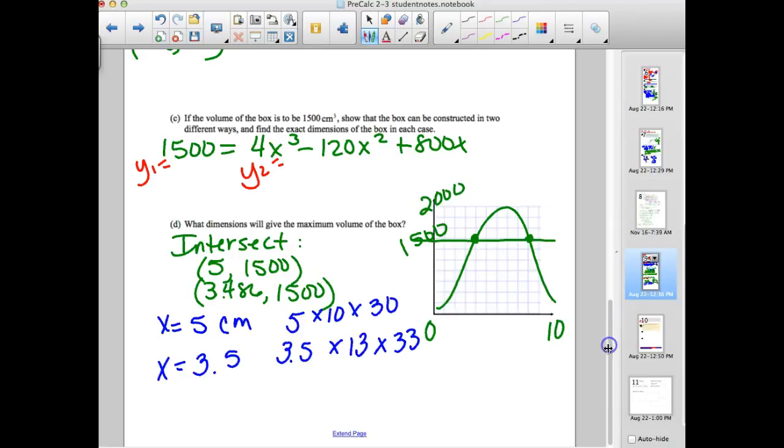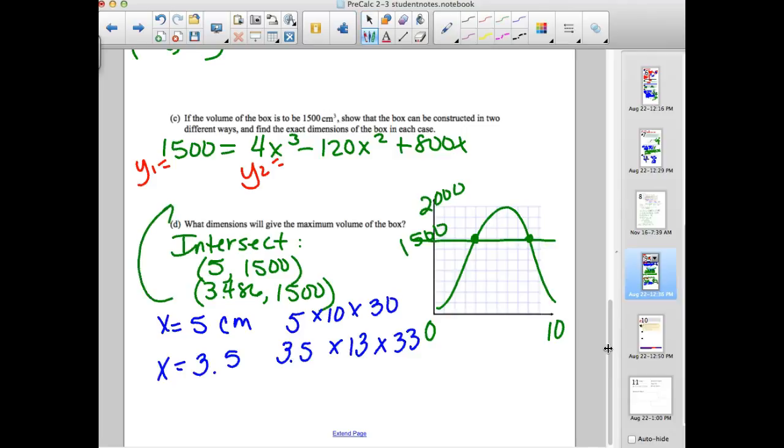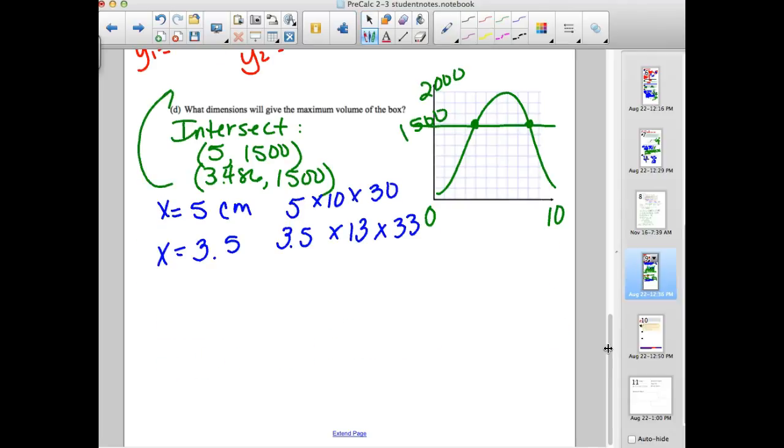And then the last question says, what dimensions will give the maximum volume for the box? Sorry, I guess this information should have been up here for part C. I'll have to extend my page here. All right, so part D. What dimensions will give the maximum volume of the box?